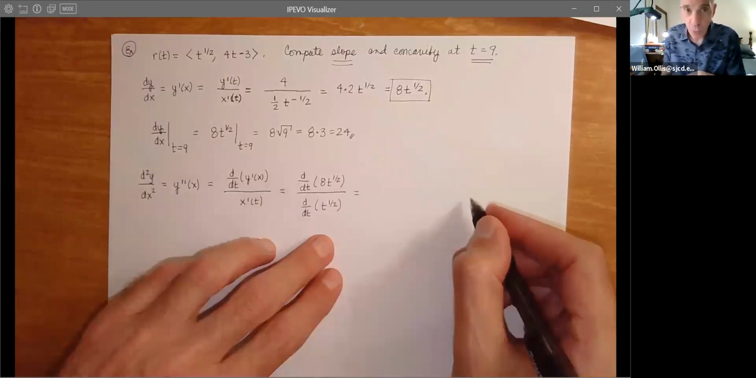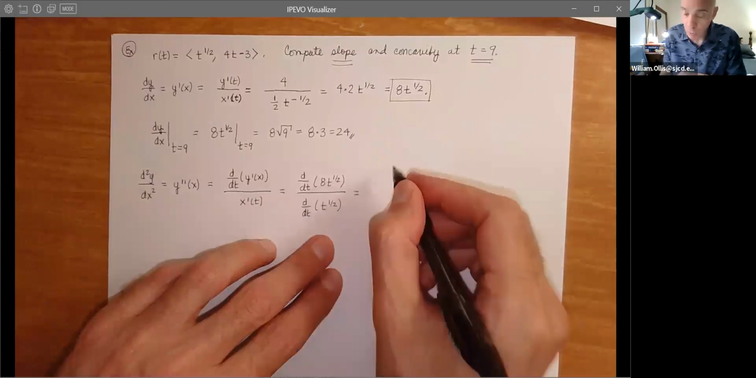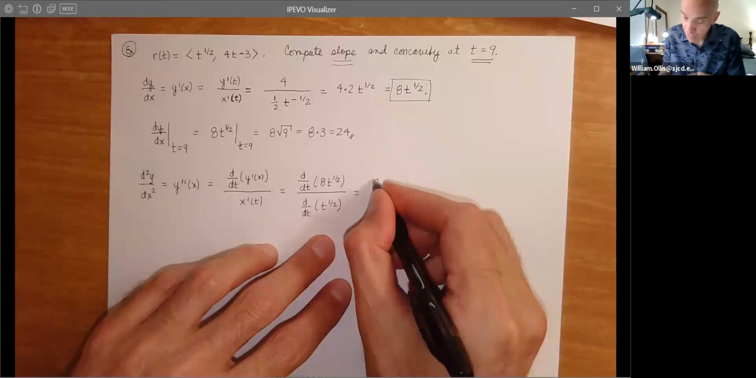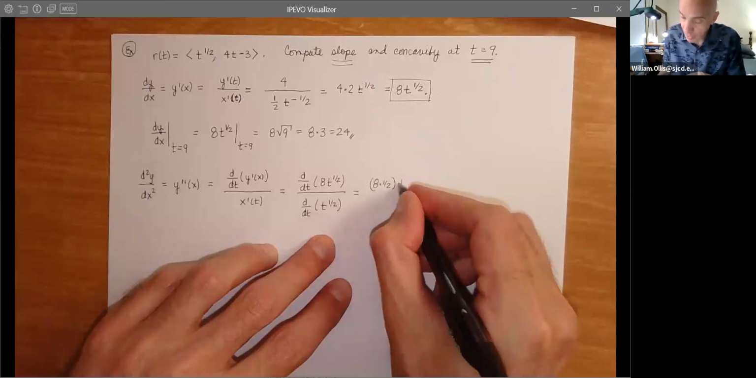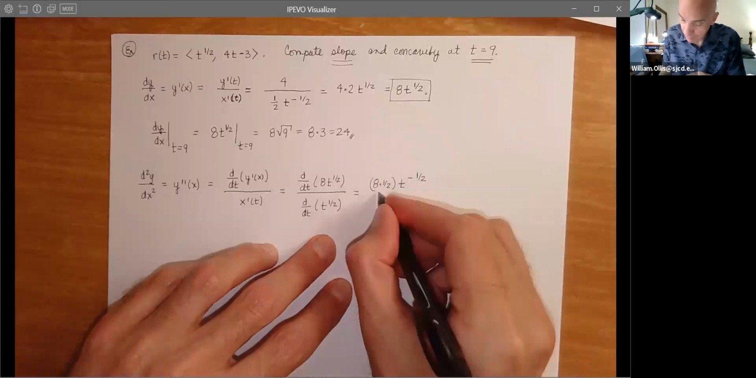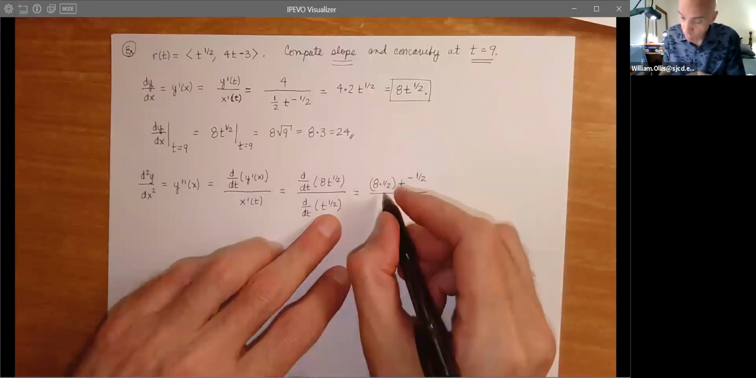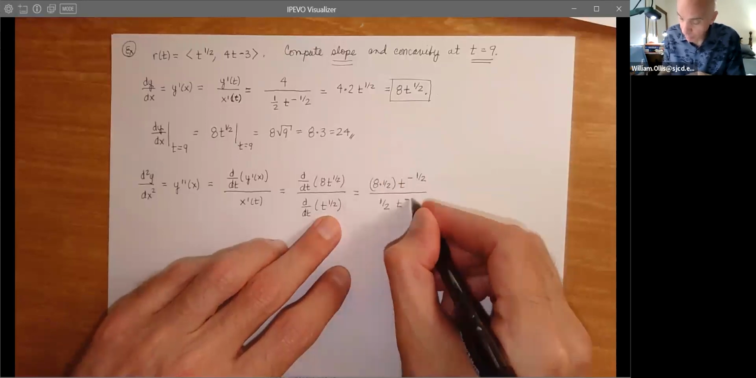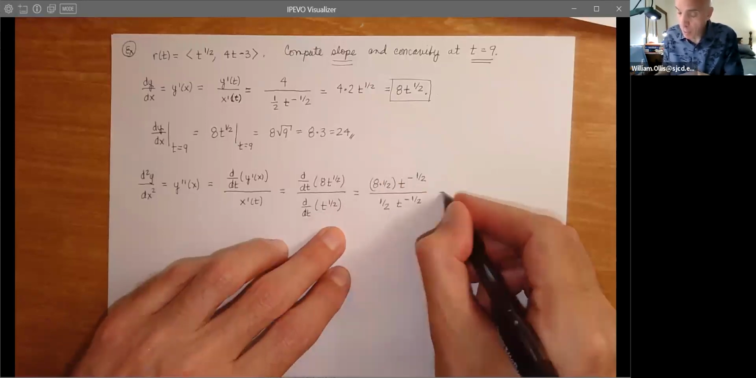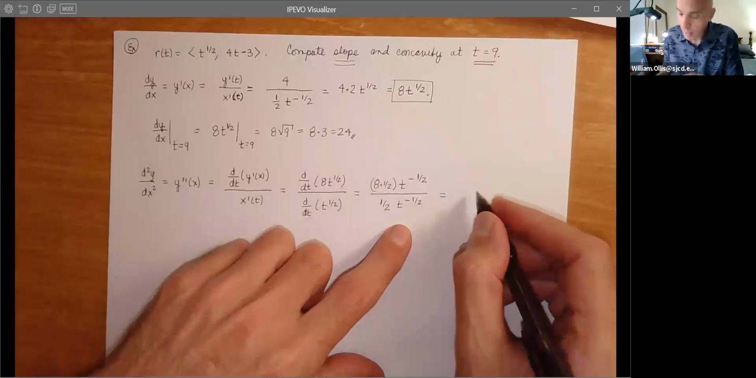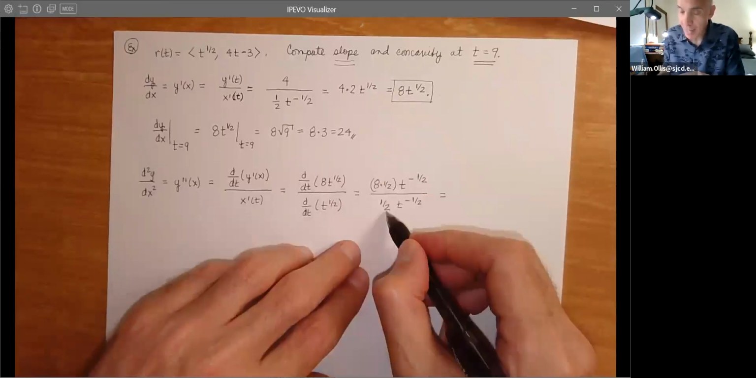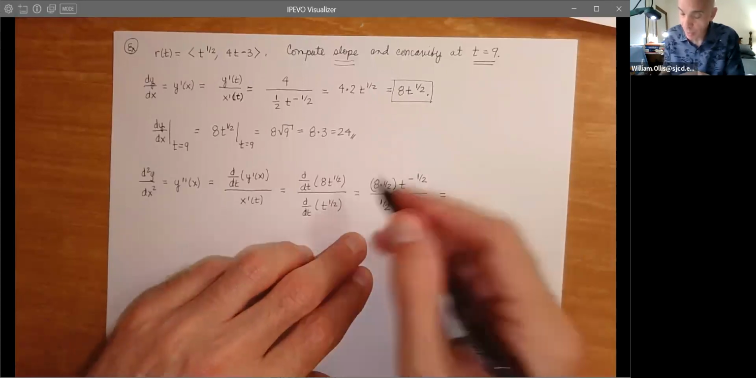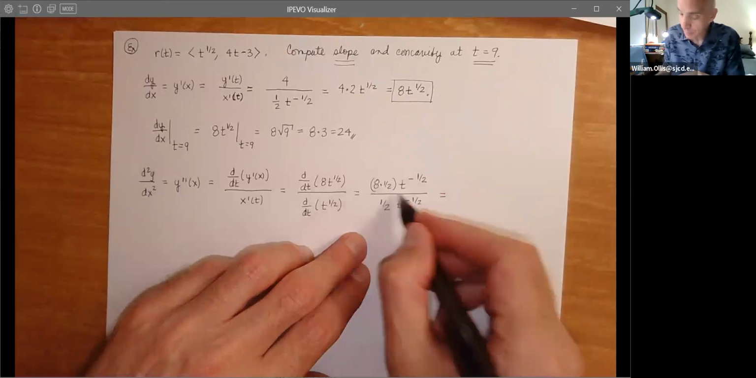So now when we take the ratio of the derivatives, first we compute the derivatives. So this will be 8 times 1/2 t to the negative 1/2, and then we have 1/2 t to the negative 1/2. Now, everything goes away. The 1/2's absorbed, the t to the minus 1/2's absorbed, as long as t is not equal to 0. We don't want to do that. And so then we just are left with 8.